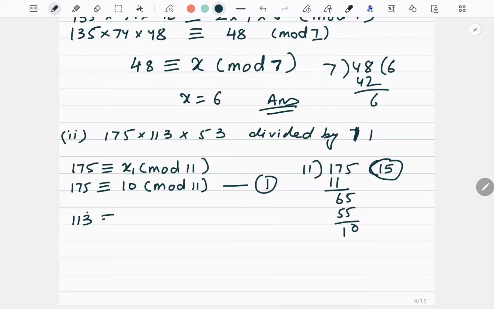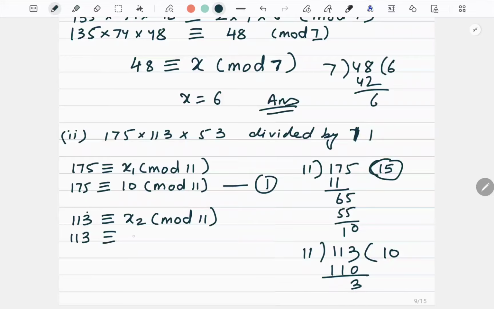So 113 congruent x2 mod 11. So what you have to do? 113 divided by 11. Correct? So we know that 11 tens are 110. So the remainder is 3. So x2 is 3. So 113 congruent 3 mod 11. This is my equation number 2.